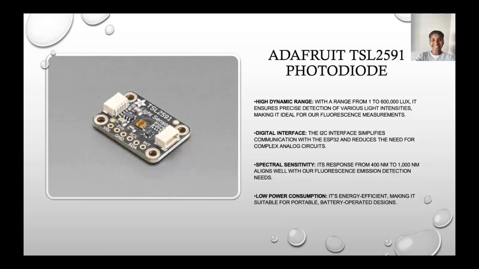For our photodiode, we are using the Adafruit TSL2591. We chose this because it has a very dynamic range. It goes from 1 to 600,000 lux. Our lux values are crucial in figuring out how much fluoride is in our samples. When we receive our lux values, we'd be able to figure out the light intensity from our emitted light, and that goes hand in hand with our fluoride concentration values. So that was really important.